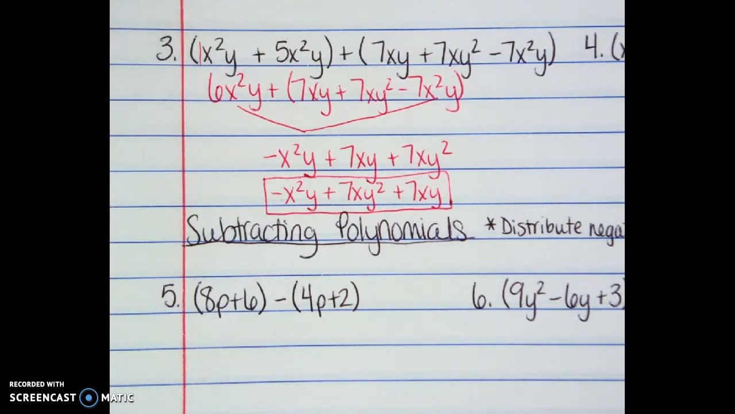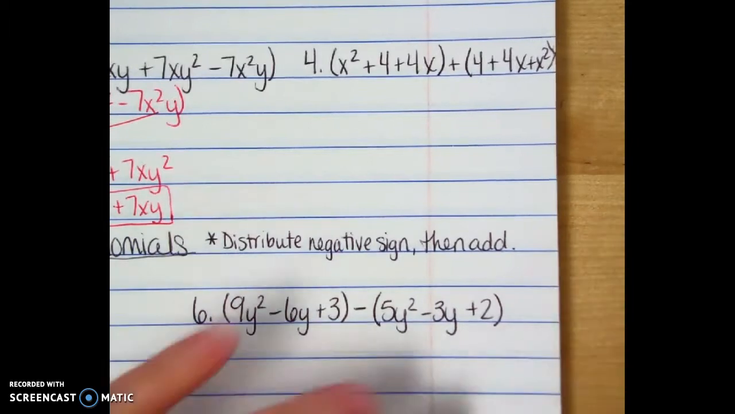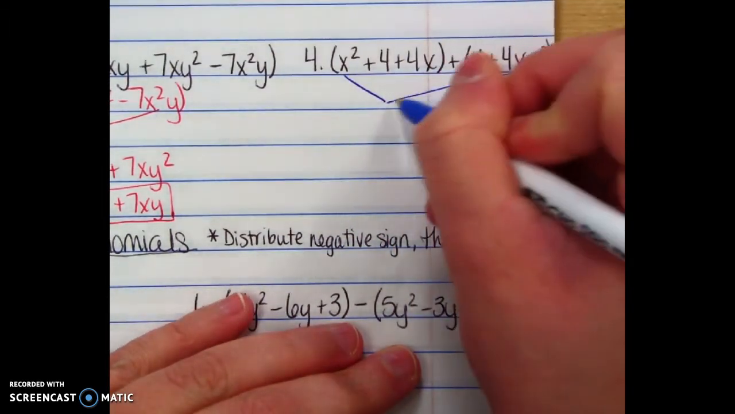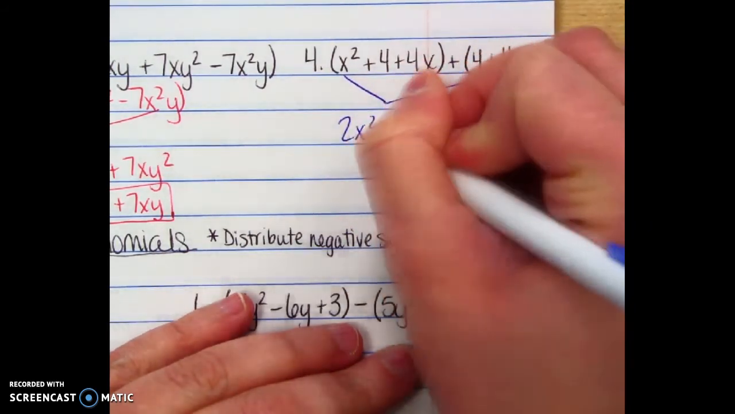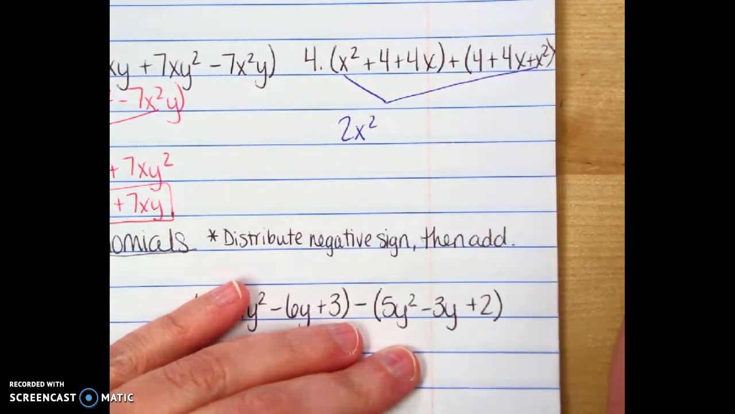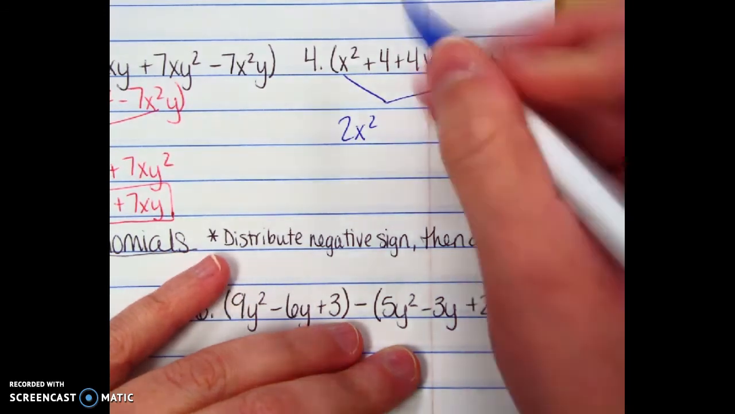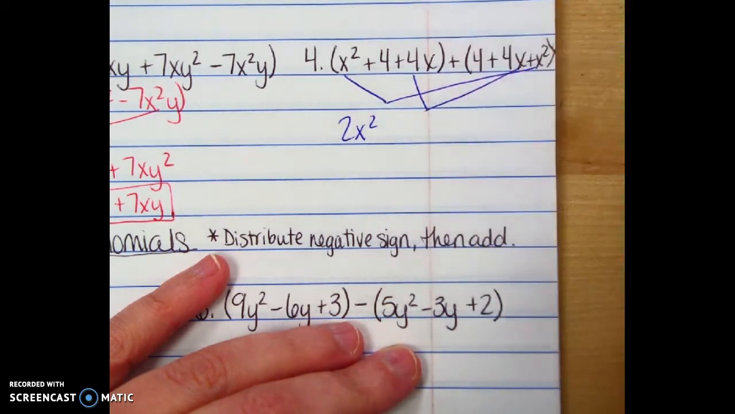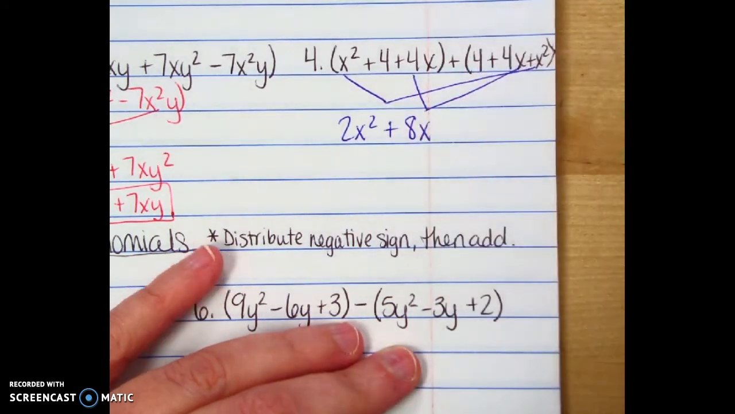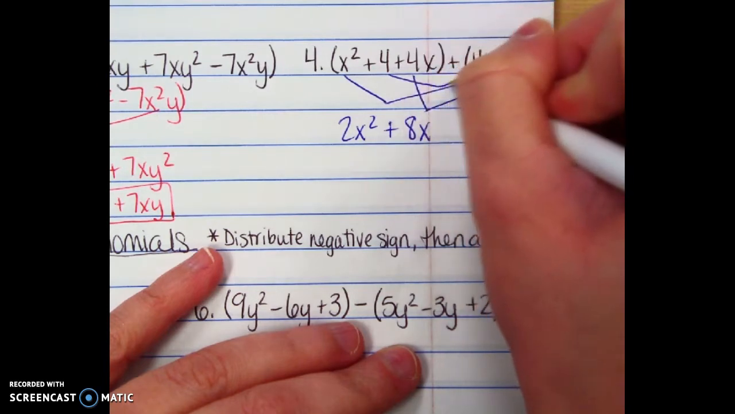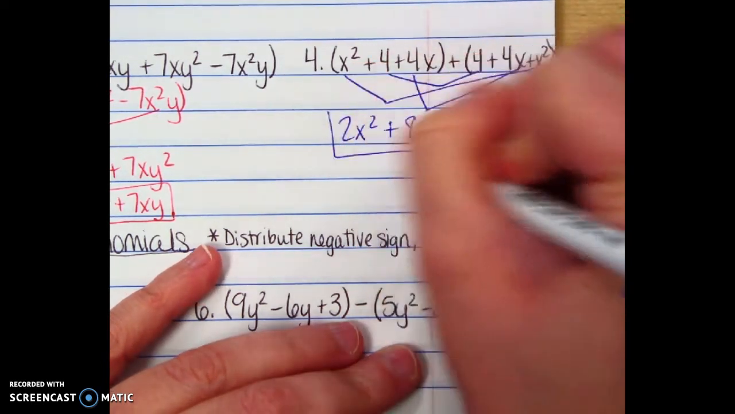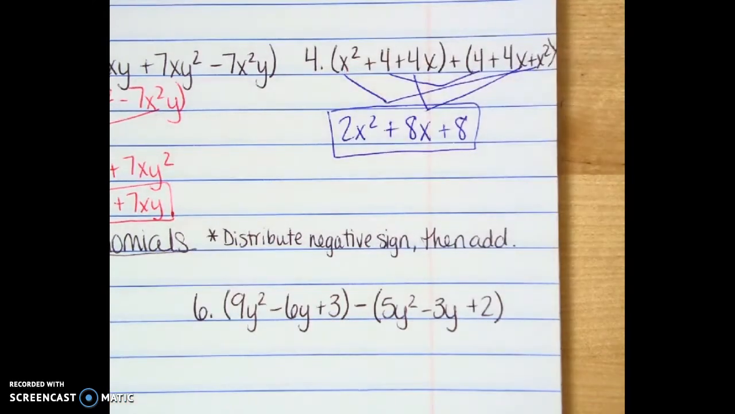Okay, one last adding. Okay, so I'll do the lines on this one. So x squared plus x squared would be 2x squared. I'm gonna go with the x's now. I was gonna go with the 4's, but let's just do the x's. So 4x plus 4x is a positive 8x. And then 4 plus 4 is a positive 8. And that's in standard form, so I can go ahead and box my answer.